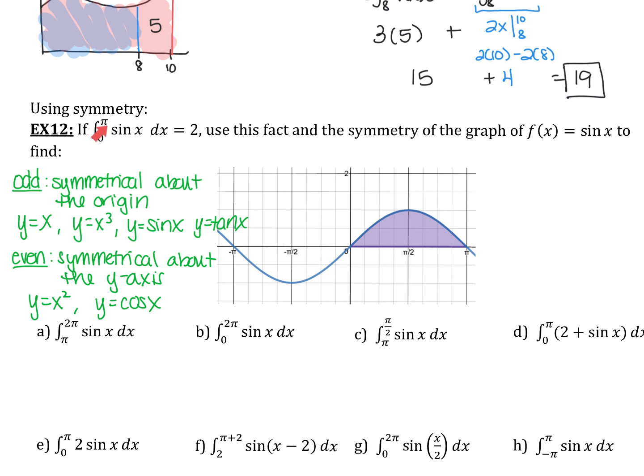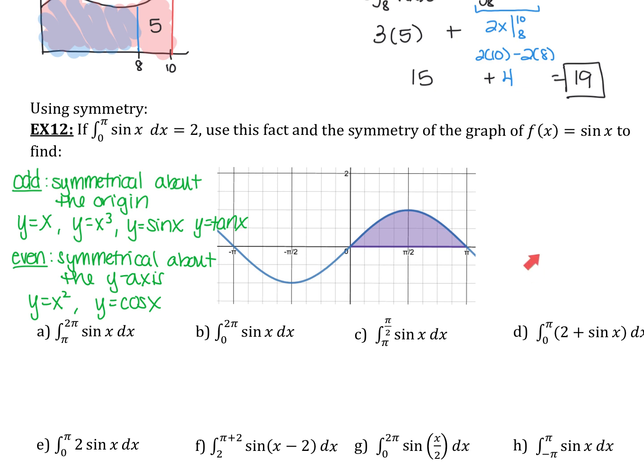So we're going to look at example 12. I'm telling you that the integral from 0 to pi of sine of x dx is 2. It's not quite, this is just an estimate of the area under the curve. We'll call it 2. And I want to use this fact, and the fact that this sine function is symmetrical, to find the various areas under the curve. So I'd like you to hit pause and let's start with A through D and we'll come back and check those.